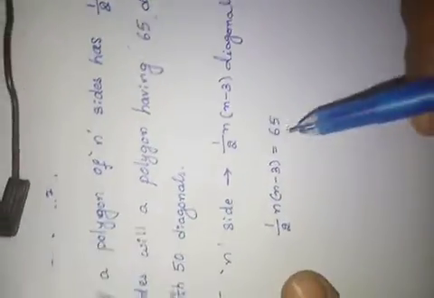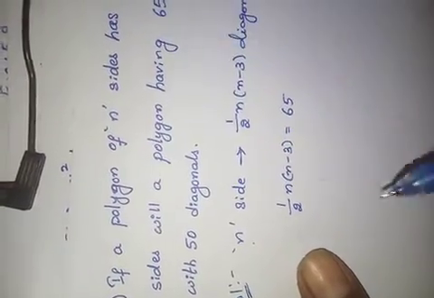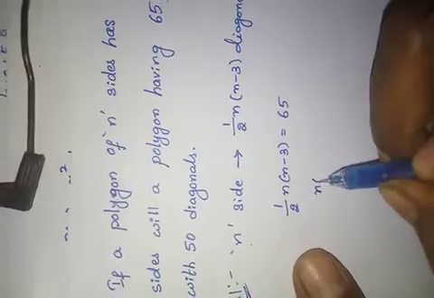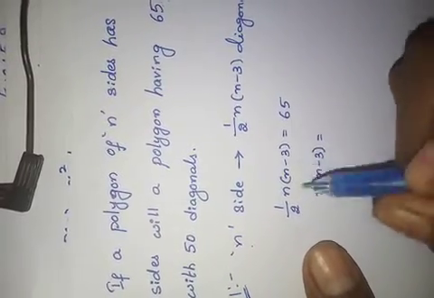How many diagonals are there? 65 diagonals. So shall we equate this? 1 by 2 n into n minus 3 equals 65. If I solve it, I'll get the n value, no? n means the number of sides of that polygon. If it is 65 diagonals, by finding n, I can find the number of sides, no? Solve this. n into n minus 3 equals 65 into 2. 2 is dividing here. If I send it to that side, it will multiply.